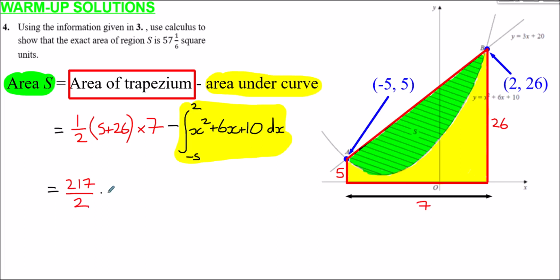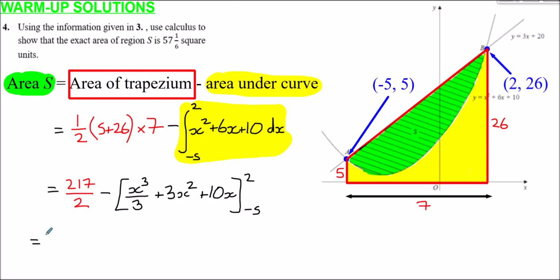And over here, I'm going to integrate between these limits. So we increase the power of x by 1 and divide through by the new power. So x squared becomes x cubed over 3. 6x, I replace the x with x squared and divide through by 2. So 6x squared divided by 2 gives us 3x squared. And this constant 10 just becomes 10x. So I'm integrating that between the limits of 2 and -5.